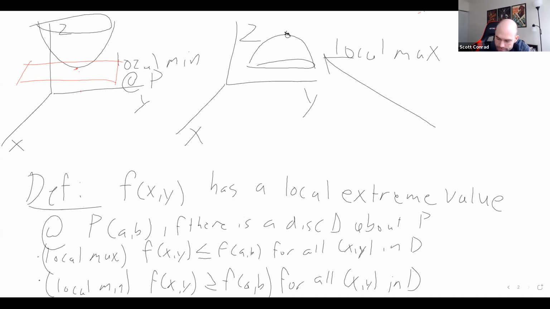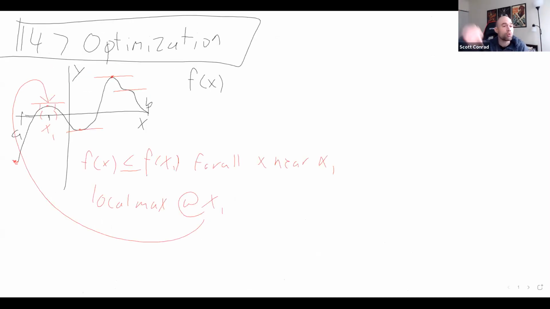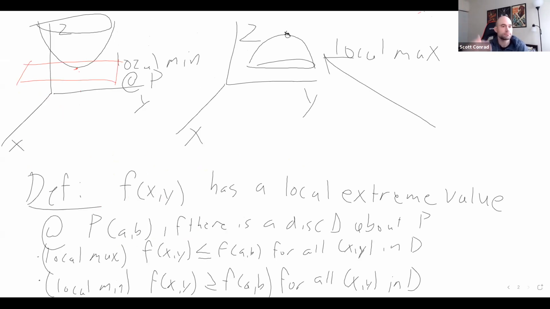Just like we saw for local maxes and mins for functions of one variable, the tangent line was horizontal. In other words, the derivative was 0. Similarly, for functions of two variables, the tangent plane is horizontal in both cases.